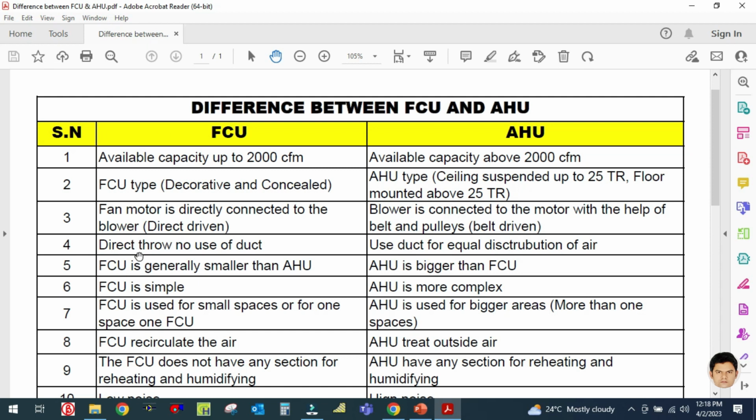The fourth difference is direct throw, no use of duct. This fan coil unit can be used directly for direct throw, and this AHU is bigger and has higher CFM, so it uses duct for distribution of air. And the fifth difference is the fan coil unit is generally smaller than AHU and AHU is bigger than FCU. FCU is simple in design and AHU is more complex in design.